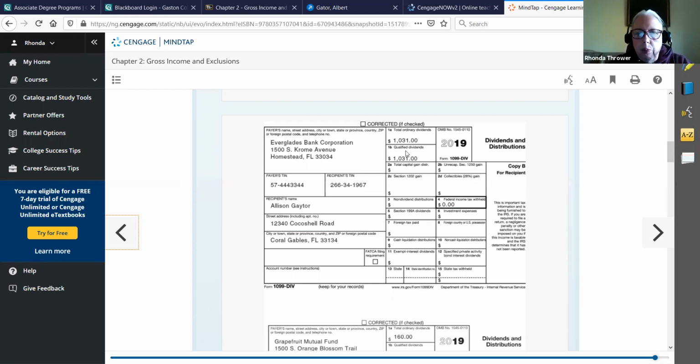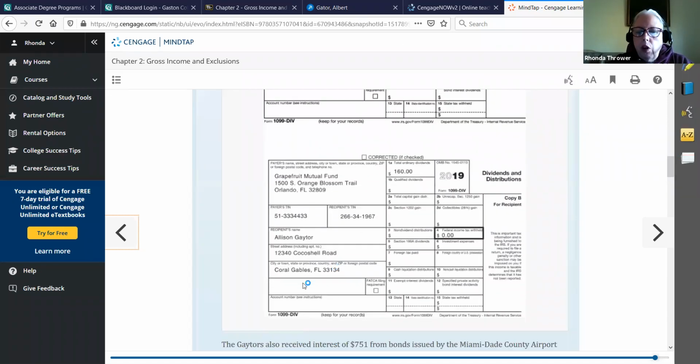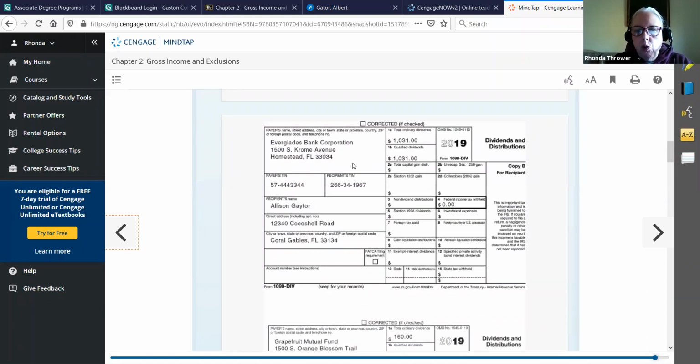So it says in 1B that there's some qualified dividends. It also says there are ordinary dividends here. The third 1099 form is also for dividends. And the dividends for this is just ordinary dividends that we receive from the Grapefruit Mutual Fund. The ordinary dividends are $160. So what you have to do is record both of these as dividends.